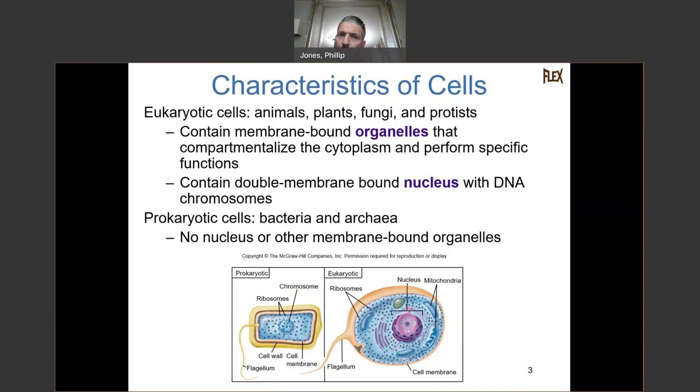So these are compartmentalized in the cytoplasm and perform very specific functions. Eukaryotic cells, key thing here, they contain a double membrane bound nucleus with DNA and chromosomes. All right, so I have to assume that you've all heard of a nucleus, you've heard of DNA, and it's inside the nucleus. So we literally don't want the DNA to ever leave the nucleus, because if we alter any part of that structure, then we have mutations.